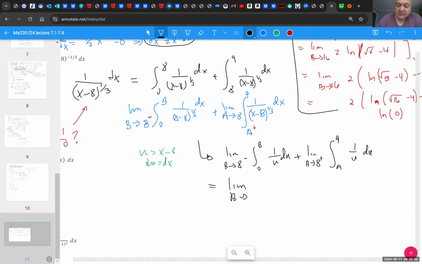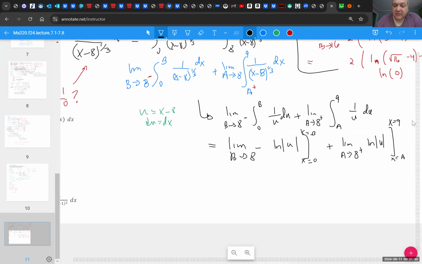As b approaches 8, the integral of 1 over u is just ln u. And we're going to go from x equals 0 to x equals b. And then I'm going to add in this other limit. And we still get ln u. And this time we're going from x equals a to x equals 9, where a is getting closer and closer to 8.